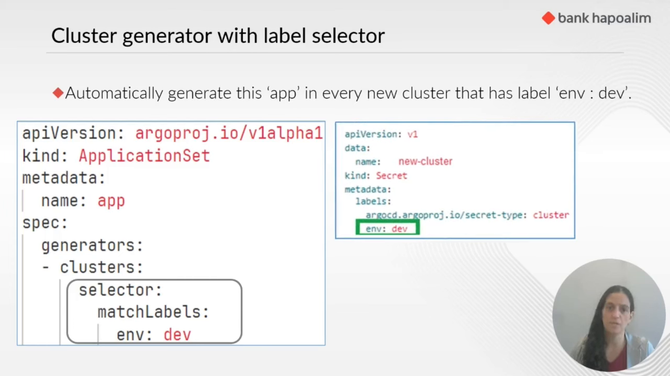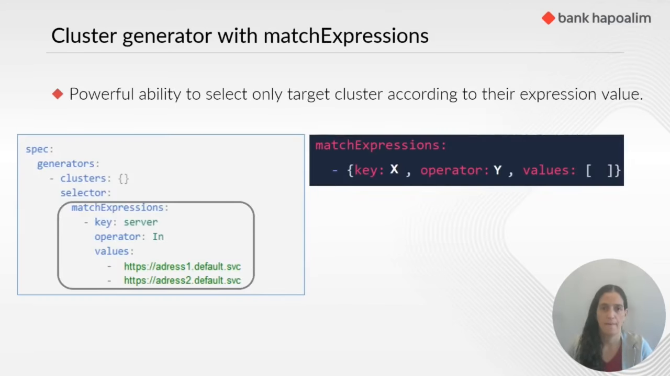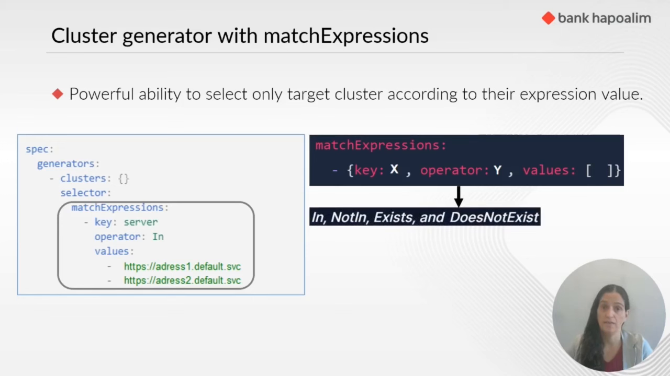It's also possible to use match expressions for a more powerful selector and even combine both. Match expressions give the ability to select the target clusters according to their expression value. For example, for the expression above, any cluster that has in its server one of the values HTTPS address 1 or HTTPS address 2, the app will automatically be deployed. Valid operators can be In, NotIn, Exists, and DoesNotExist.